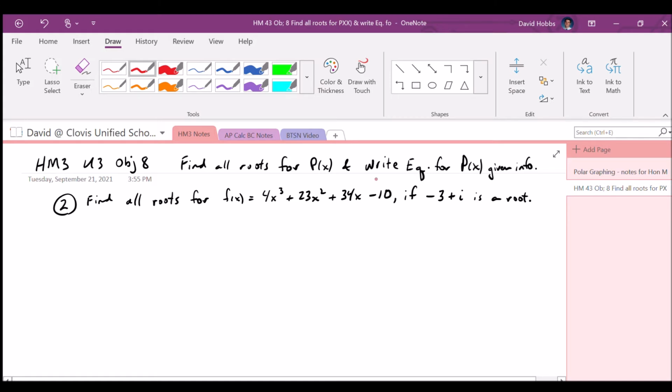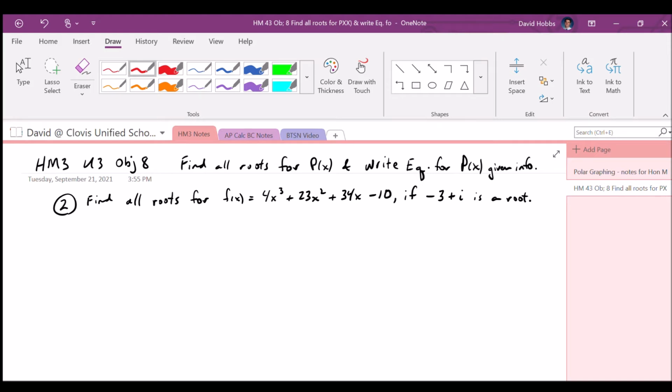And the other part of the title, write the equation for the polynomial function given certain info. We've been doing that also for quite a while, and it's just more the fact that we're getting to sometimes a little bit more complex situation.